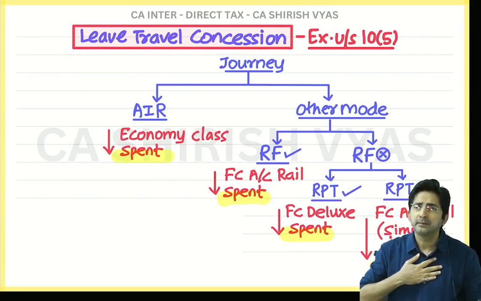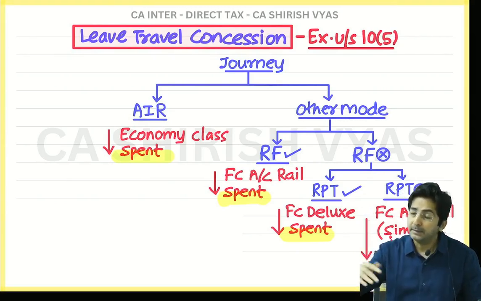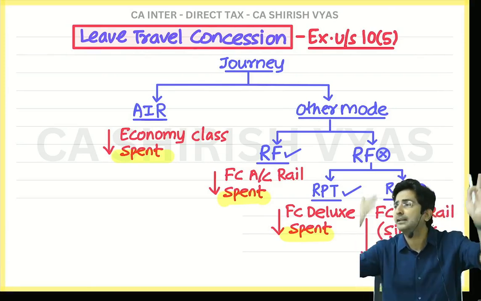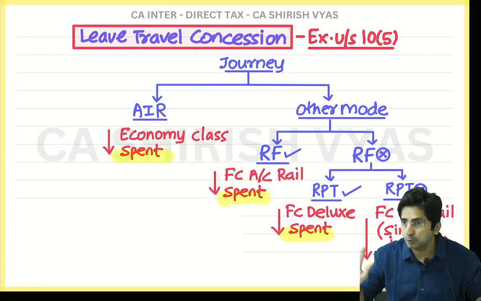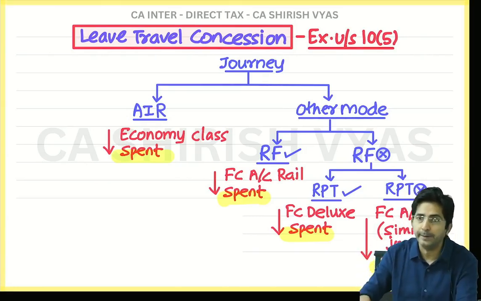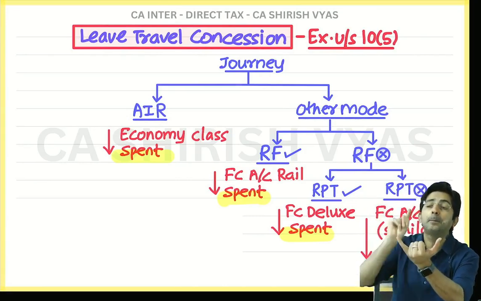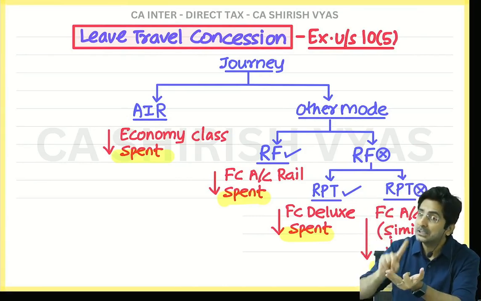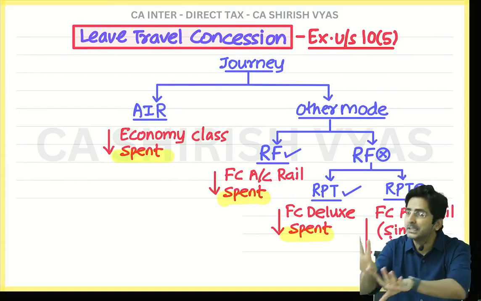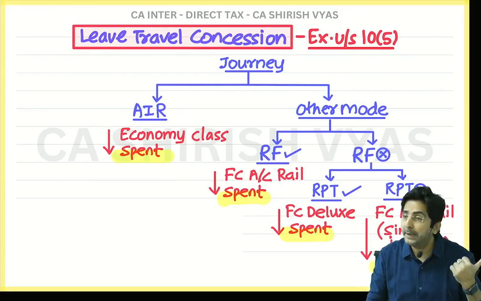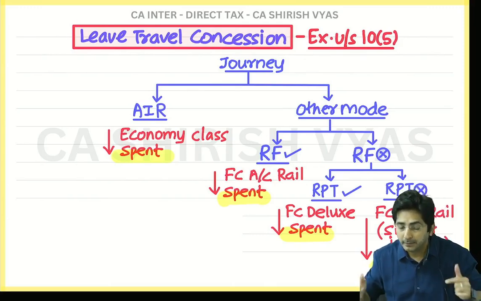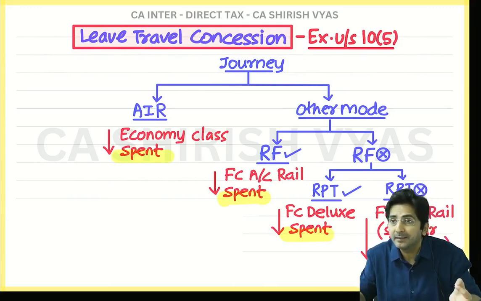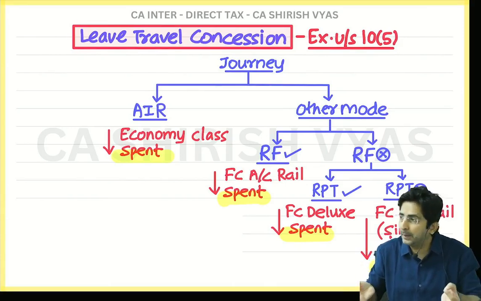I will spend. 15 members means he is taking along with him his cousin brothers, his uncle, auntie, maternal uncle, paternal uncle, everyone is going. And the boss is ready to spend. So what does the law say? This is too much. Exemption will be provided only for the journey of employee, spouse, children, dependent parents, brothers and sisters. Same rule as in medical. Who should be the patient? Employee, spouse, children, dependent parents, brother, sister. Here I will say, who should be the traveler? Employee, spouse, children, dependent parents, brother, sister.